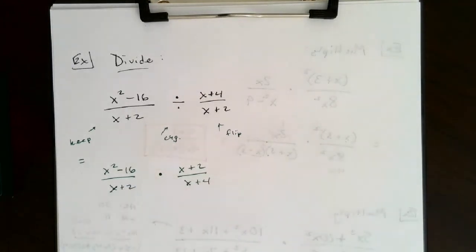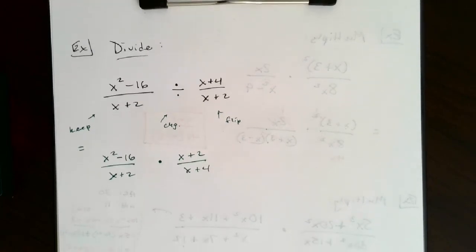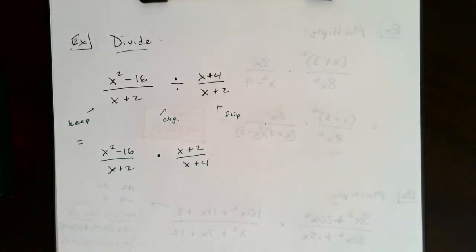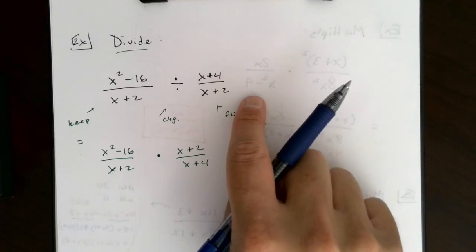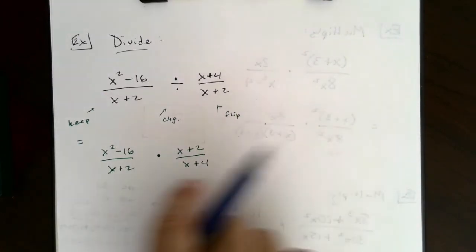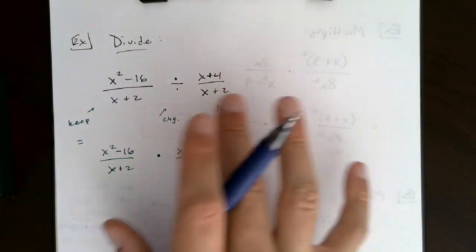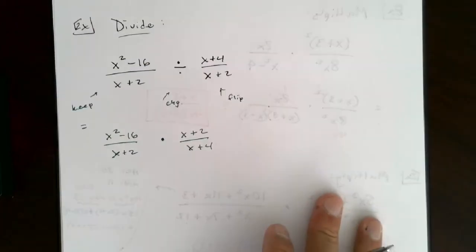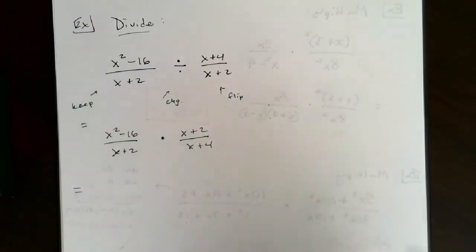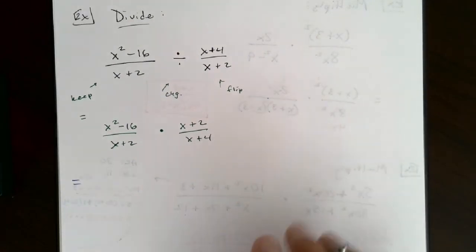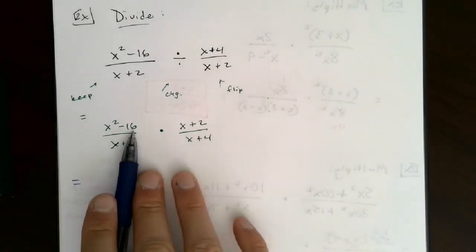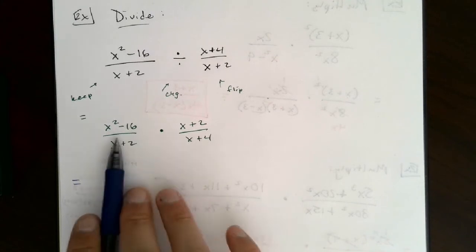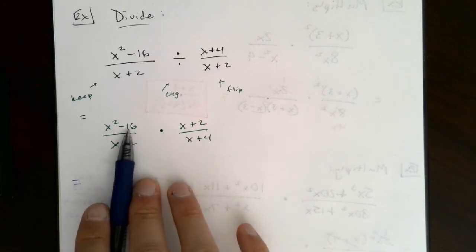Now once we're here, we have a multiplication problem, and now we're allowed to think about factoring things out and canceling. You can't cancel when you have a division problem. You can only cancel when you have a multiplication problem. So it's very important that you change the division to multiplication first by multiplying by the reciprocal. Now once we're here, we'll factor each of the numerators and denominators completely. The x squared minus 16, remember you're looking for a GCF. In this case, there is no greatest common factor. How many terms do you see?